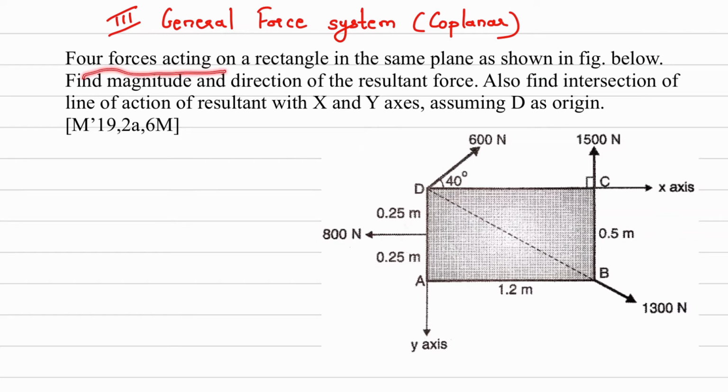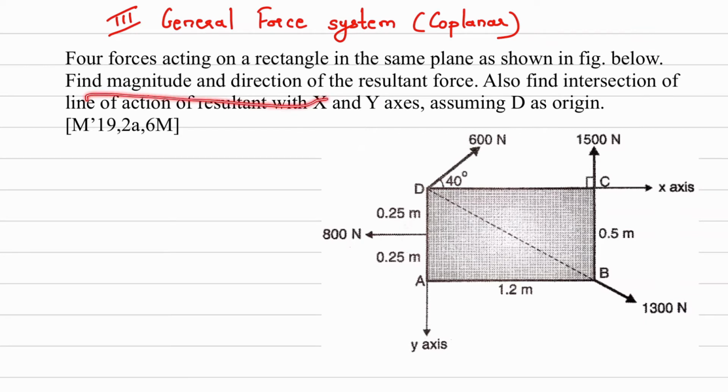Four forces acting on a rectangle in the same plane. So here a rectangle has been shown and it is in one plane only, and you can see the axes. This is x-axis written over here and this is y-axis written over here. And what is the center of this axis? It is point D.